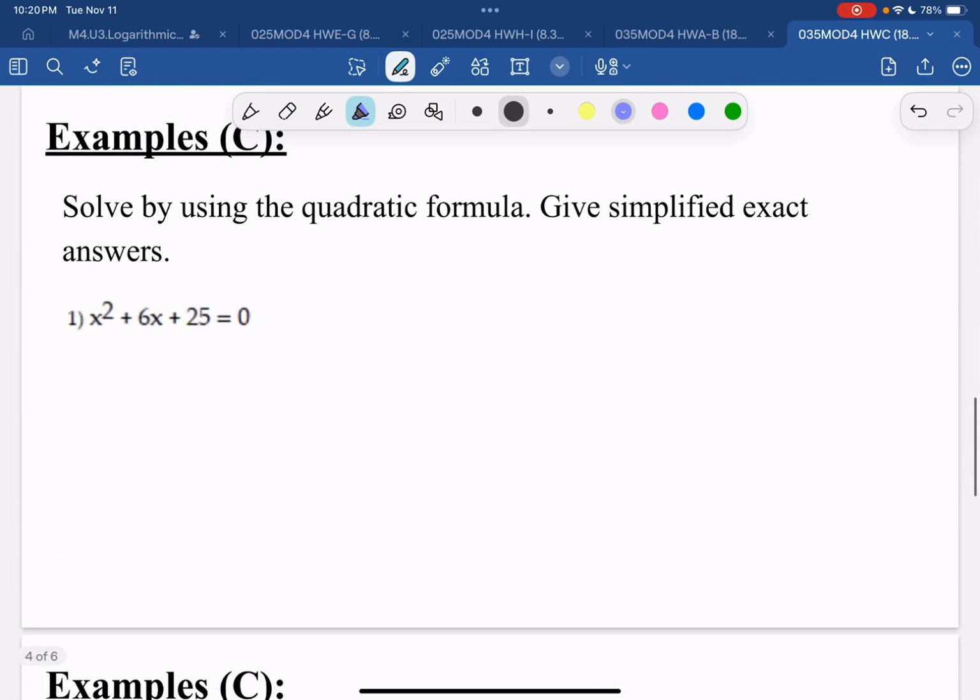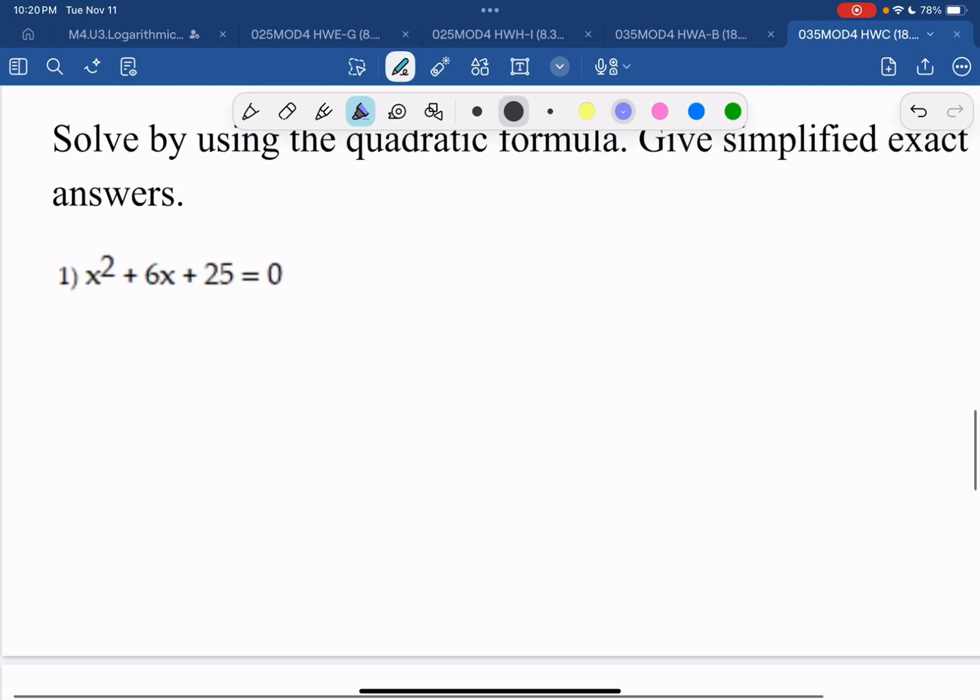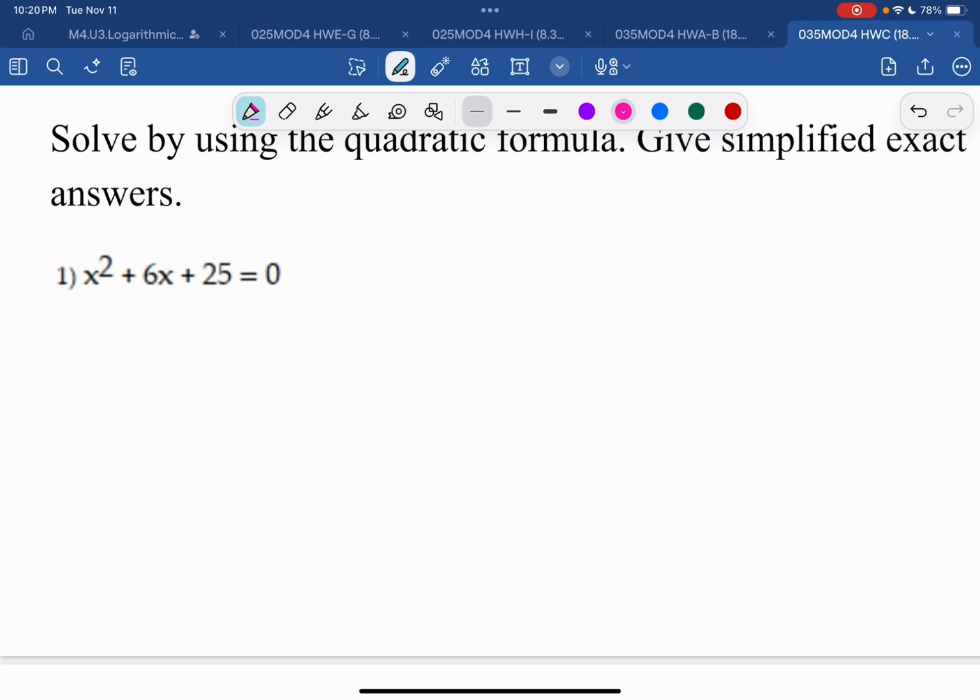This one is solved by using the quadratic formula, giving simplified exact answers. That means we're not necessarily going to go straight to our calculator to plug the whole thing in. So here we go.